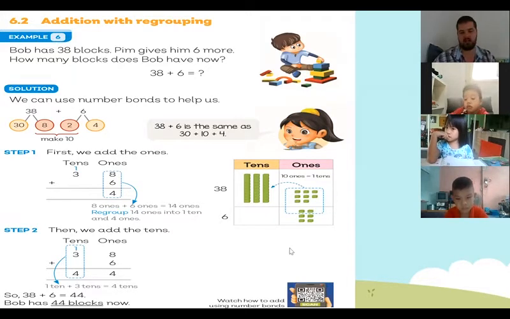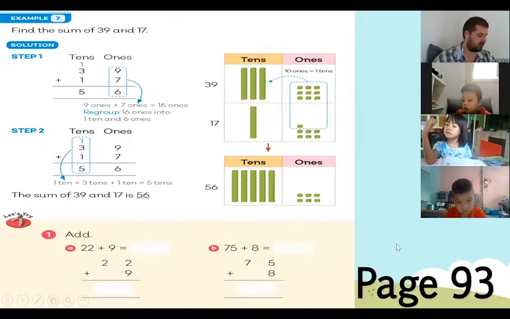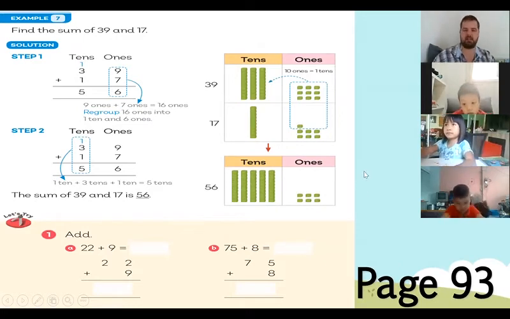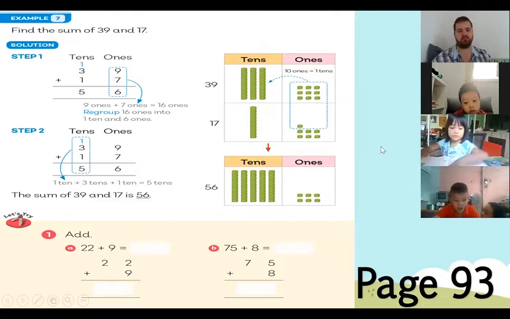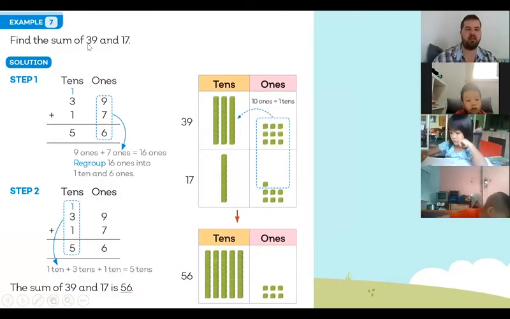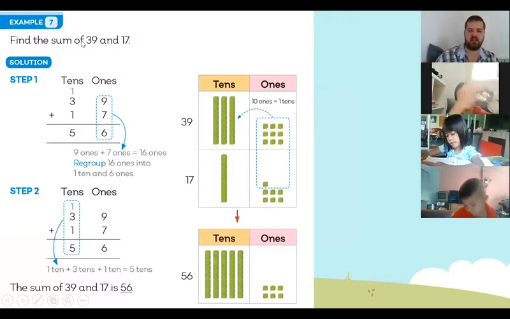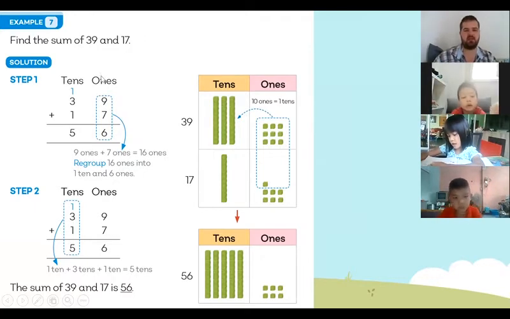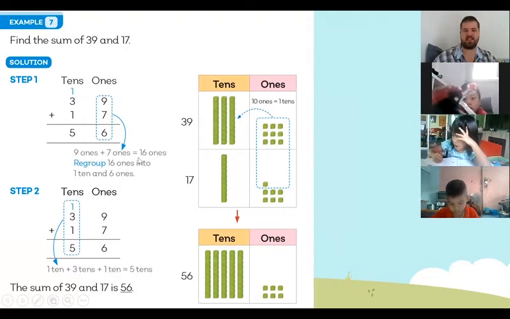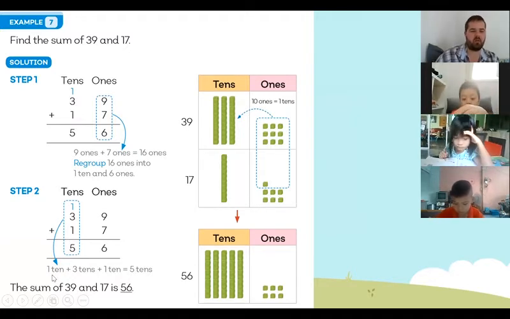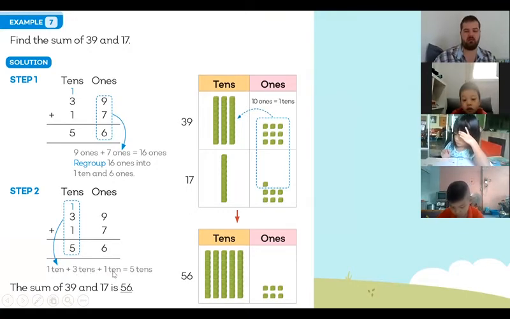Yes, we're going to go over some examples. But first, let's go to page 93. There we go, 93. Let's look at a few more examples. So, we have 39 plus 17. First, we're going to add our ones. 9 plus 7 equals 16. So we put our 6 under the ones, and our 10 on top of the 3. So now we have 1 plus 3 plus 1 equals 5. So 39 plus 17 equals 56.